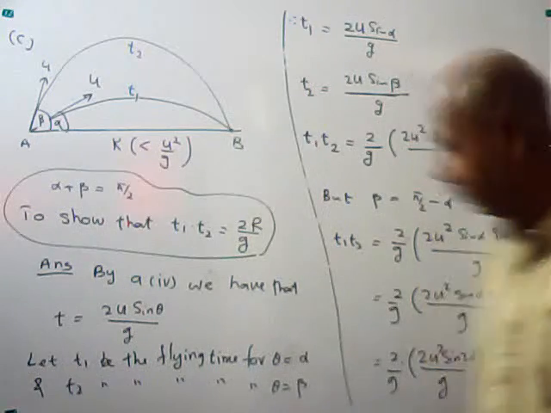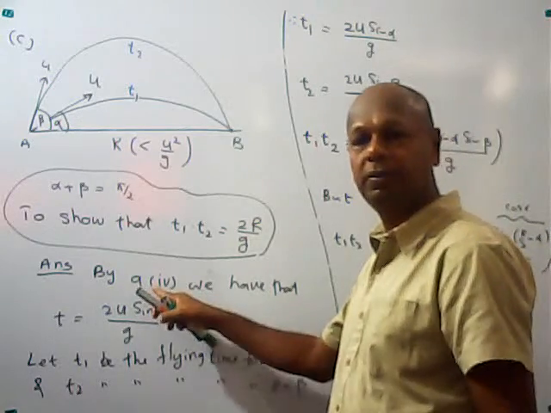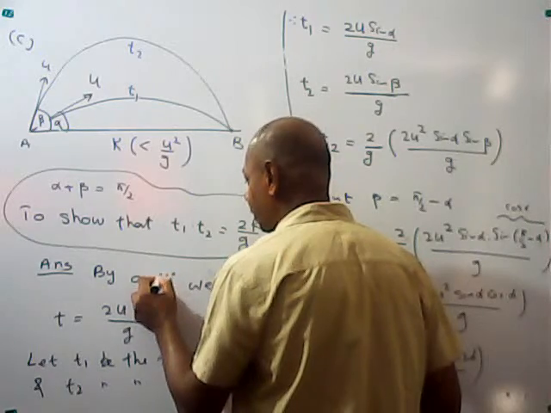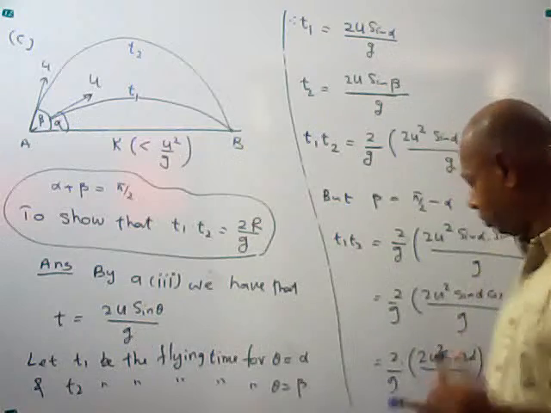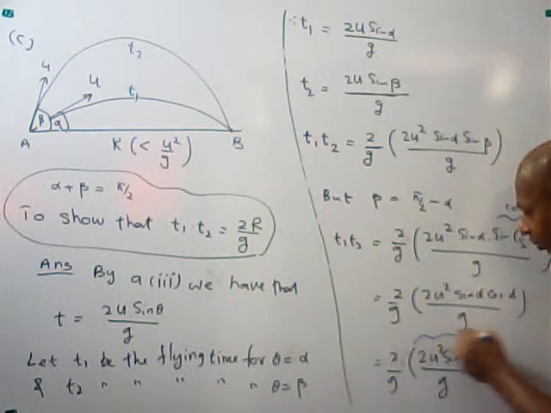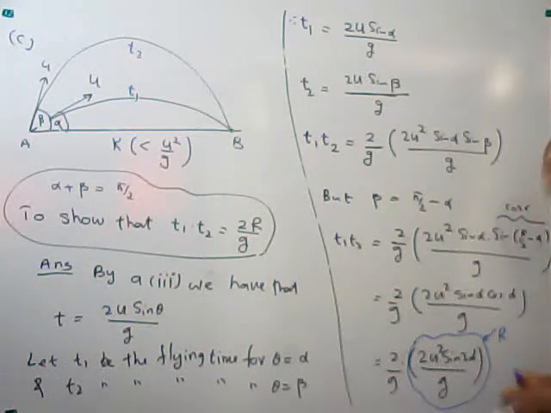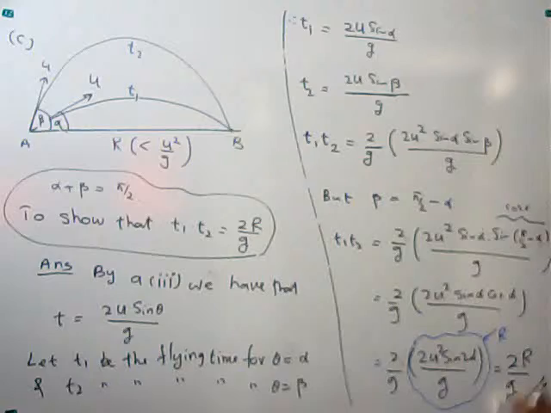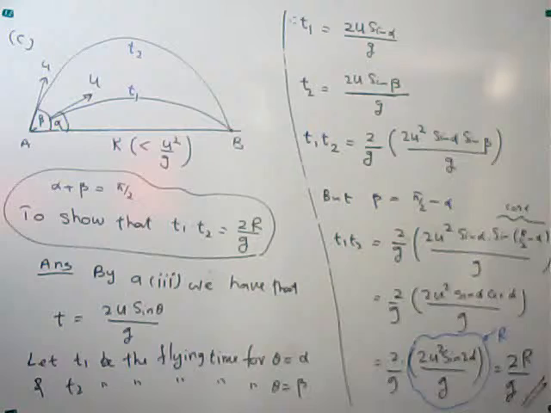If you remember, this is not in part A4, maybe this is in part A3. In part A3 we found the flying time. In part A4 we found R. So this is nothing but R, as we found in part A4, right? So finally it's 2R over G. So that's it for part C, the last part of part C.